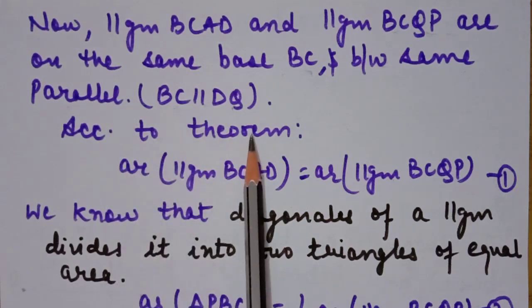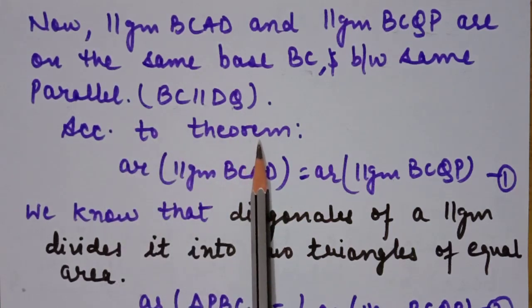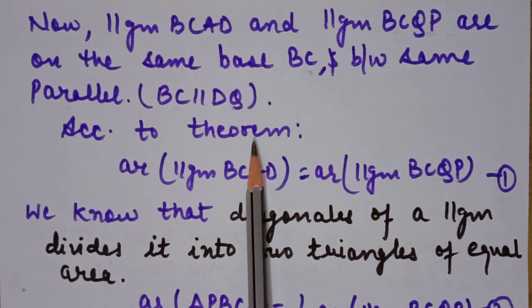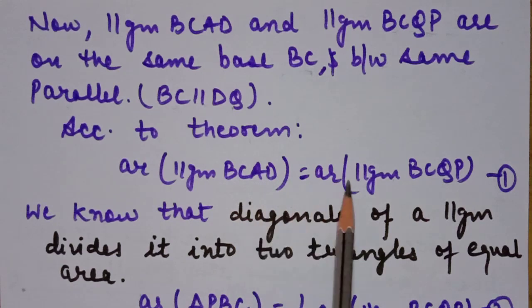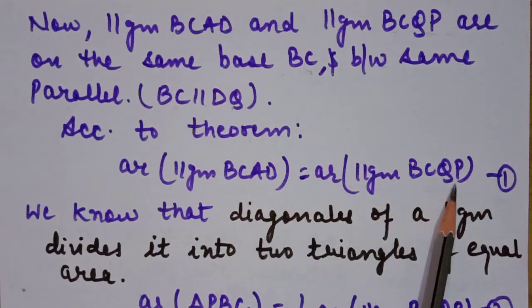According to the theorem. Which theorem? Theorem 9.1. What was theorem 9.1? That if two parallelograms lie on a common base and between the same parallels, then the areas of those two parallelograms are equal to each other. So area of parallelogram BCAD is equal to the area of parallelogram BCQP.